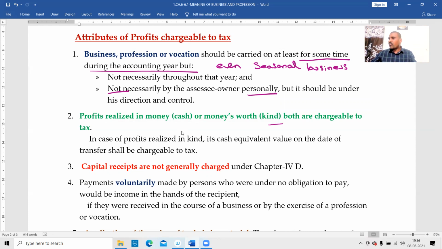But if it is in kind, the market value on the date of transaction is taxable. This is a normal point. Capital receipts are not generally charged.